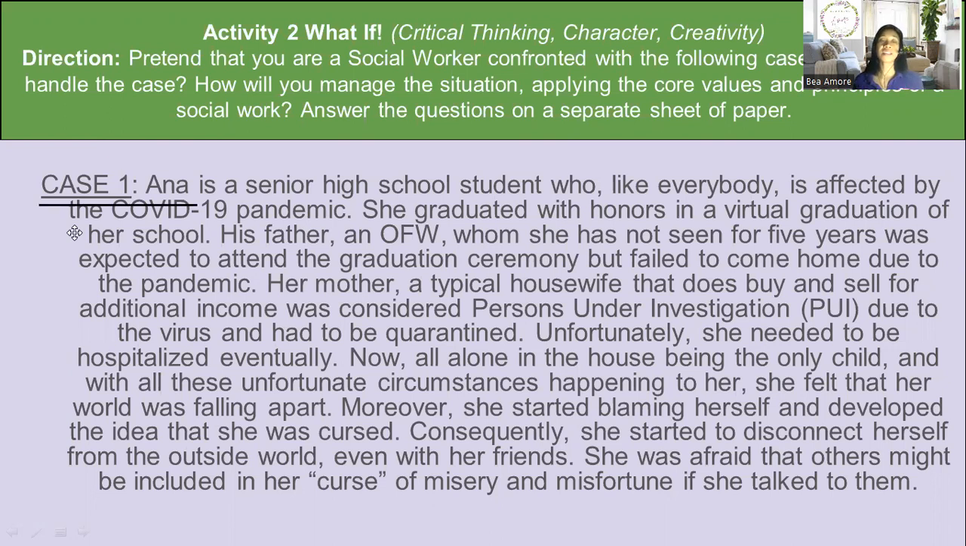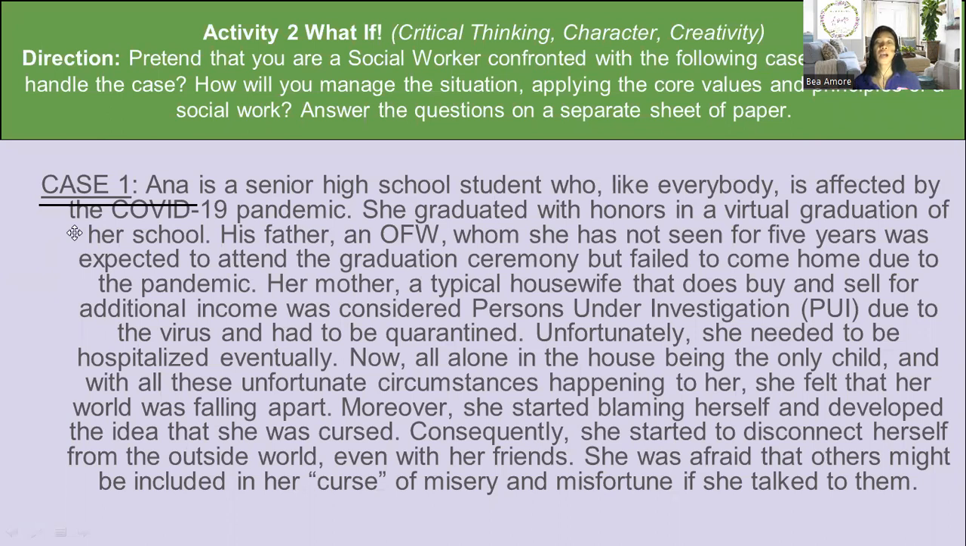Case 1. Anna is a senior high school student who, like everybody, is affected by the COVID-19 pandemic. She graduated with honors in a virtual graduation of her school. Her father, an OFW whom she has not seen for 5 years, was expected to attend the graduation ceremony but failed to come home due to the pandemic. Her mother, a typical housewife that does buy and sell for additional income, was considered a person under investigation or PUI due to the virus and had to be quarantined. Unfortunately, she needed to be hospitalized eventually.